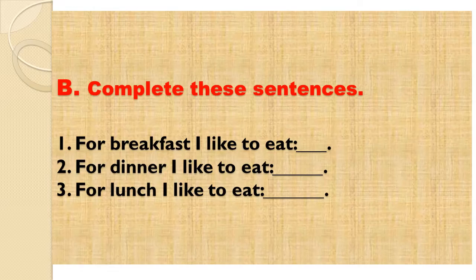Yes, you're right. I write to eat egg for breakfast. For breakfast, I like to eat egg. The next one is, for dinner, I like to eat dash. What you like to eat for dinner? Yes, you can write, but I write here vegetables. For dinner, I like to eat vegetables.